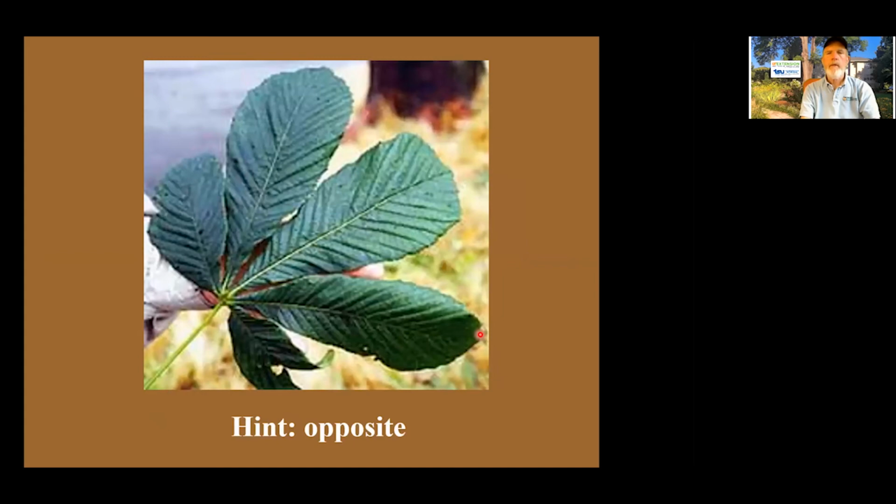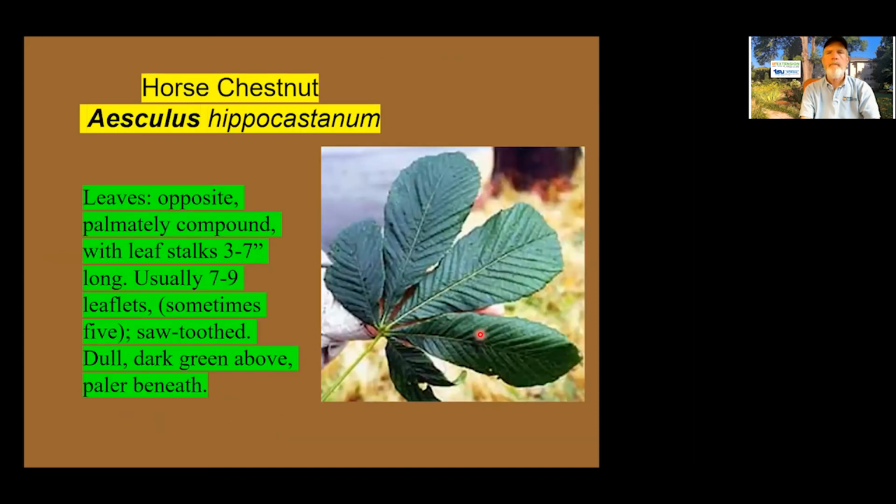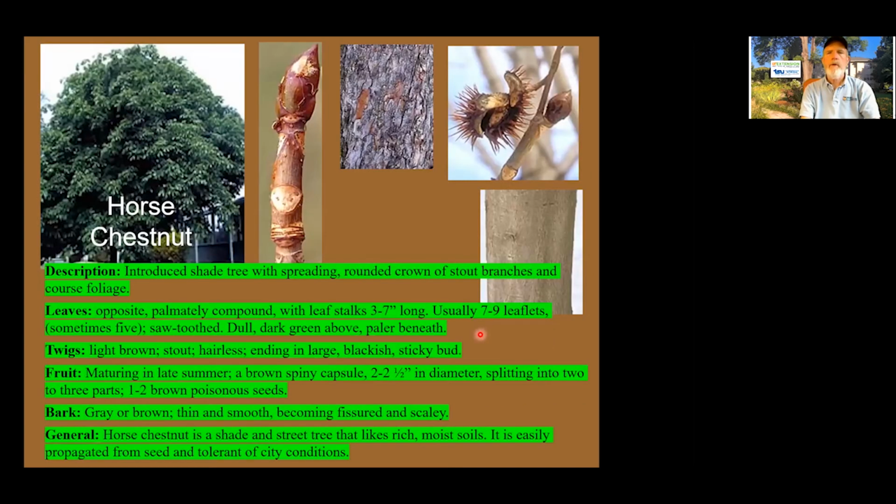Here's the last one. This is a pretty descriptive leaf too. Look at that, a palmate leaf, but it's divided palmate. It's not a maple like a maple is. It's a horse chestnut. So this one has its own general characteristics, especially the very prickly, spiny capsules.